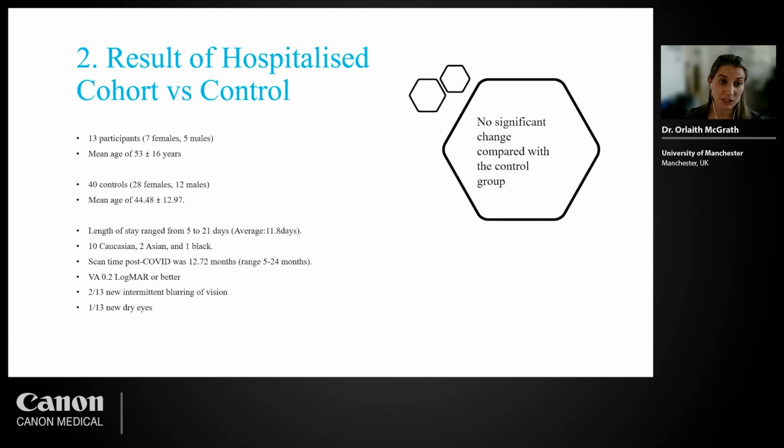The result of the second cohort, the hospitalized cohort, again, we found no significant change here compared with the control cohort. So we had 13 participants, 7 females, 5 males, mean age of 53, and then compared this to our 40 controls. Their length of stay in hospital ranged from 5 to 21 days. The average was 11.8, 10 Caucasian, 2 Asian, and 1 Black. The visual acuity was 0.2 logMAR or better. And in this group as well, 2 of 13 had a new intermittent blurring of vision, and 1 out of 13 described dry eye.